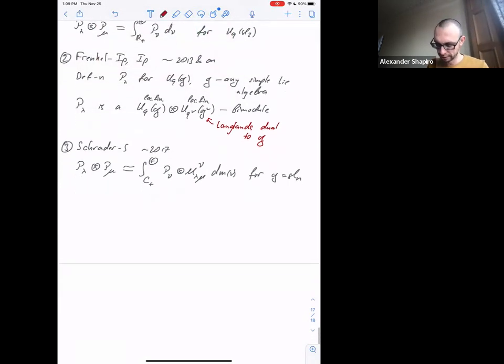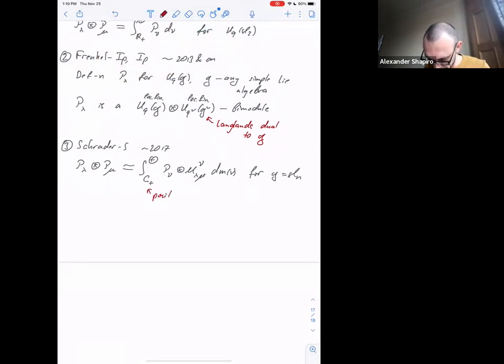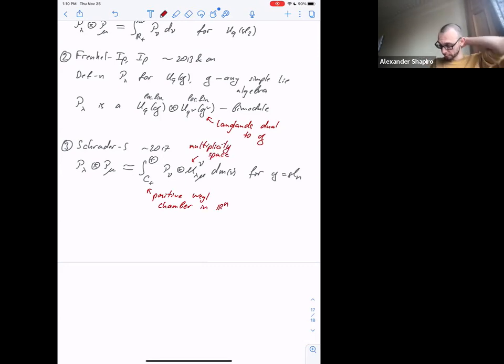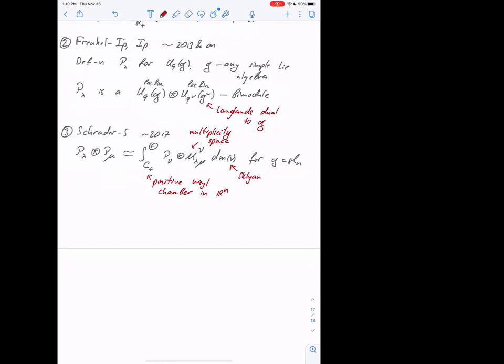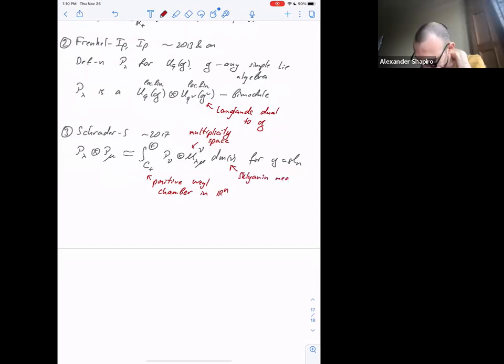Now, what is what here? The C plus is the positive Weyl chamber inside R^n. This is the multiplicity space, which we haven't seen in the SL2 case, as we shouldn't have. Now, all representations here are infinite dimensional, and the multiplicity space is infinite dimensional as well. But we'll see what it is more precisely in a second. And this thing here is some known gadget. For experts, this is the Plancherel measure, but again, it's not actually that important.